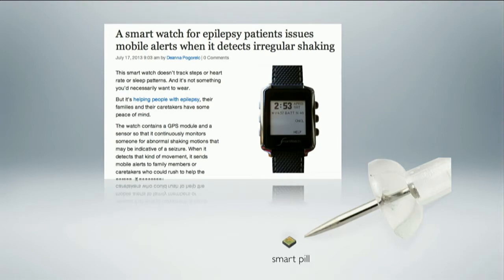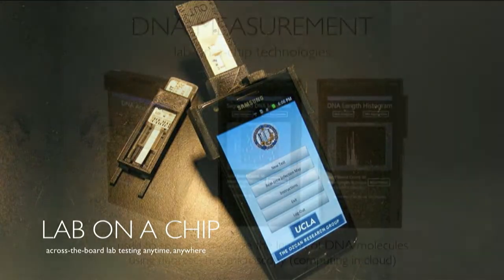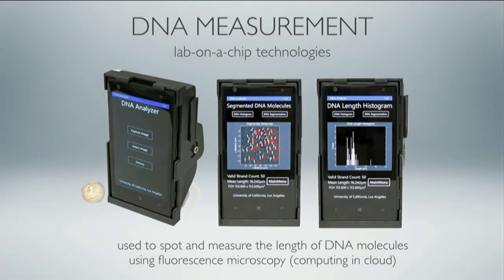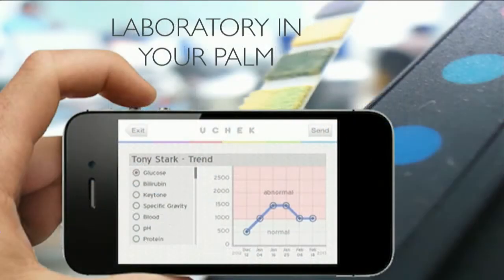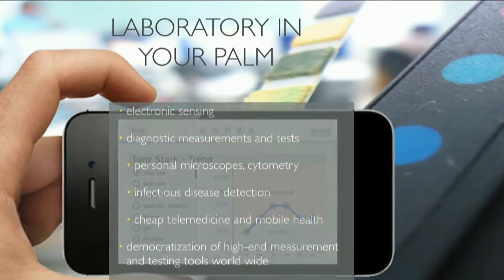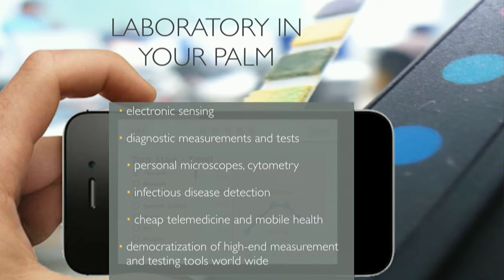Smart pills and watches that detect epileptic fits. There's lab on a chip. You can do DNA analysis and measurements on these devices, and it's like having a laboratory in your palm, with electronic sensing and diagnostic measurements of infectious disease testing, and you can see the list here. So it basically is democratizing high-end measurement of testing, and a lot of big data is going to come out of this. Not all doctors are happy with that idea of patient-generated data, and it's a little unclear how pathologists are going to respond to that.